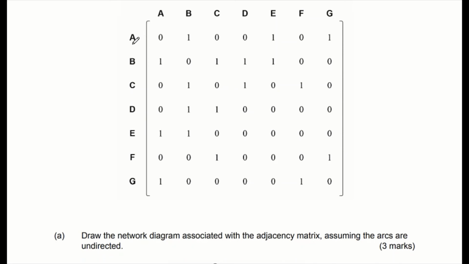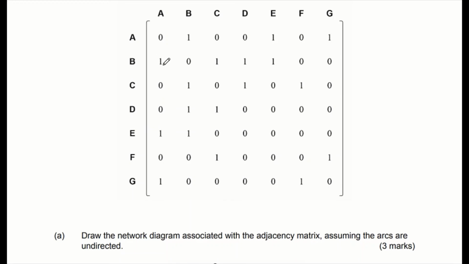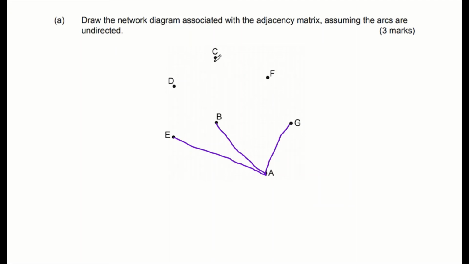So from A, you have a walk of stage 1 to go to B, E, and also G. So you can just draw it like this: A connected to B, E, and also G. Remember to use your ruler. I can't do it here, but it makes it much nicer. Then the next one, let's look at B. From B, you can reach A, C, D, and E. So A, C, D, and also E.